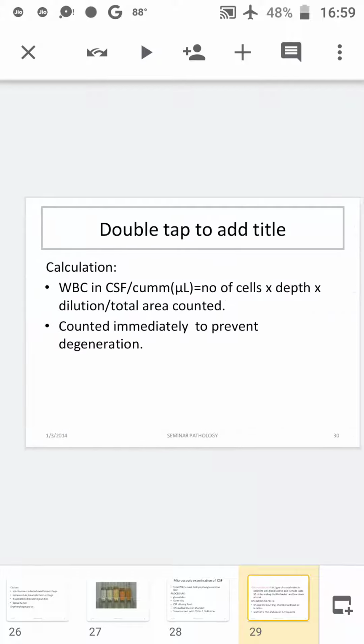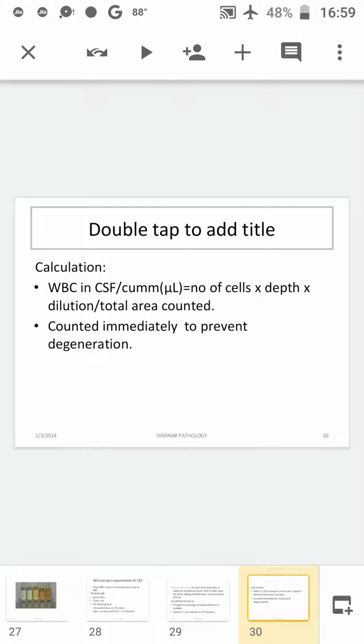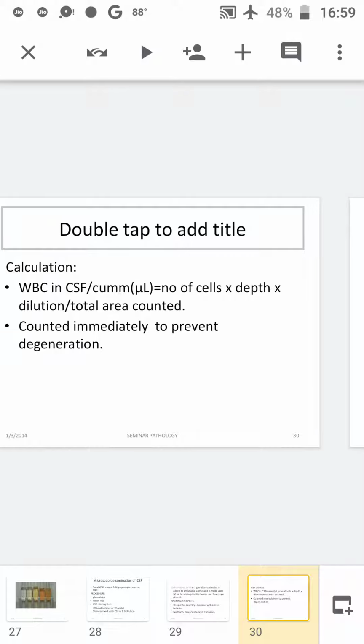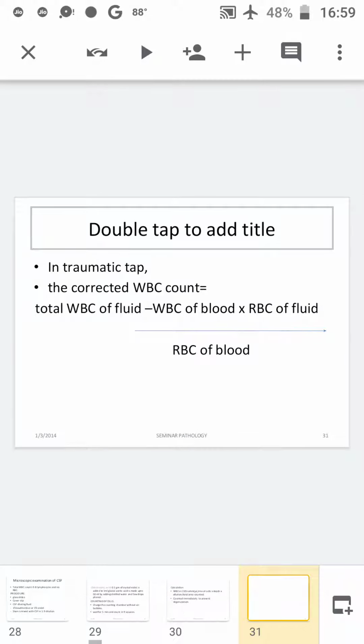Once you have counted the cells in the 9 squares, with the formula, number of cells counted in the 9 squares into the depth into the dilution, you should calculate and write the total cell count. So, the CSF sample you will dilute in the ratio 9:1, charge in the Neubauer chamber, count in the 9 squares, then apply the formula, that is number of cells counted in the 9 squares into depth into the dilution. That will give you the total WBC count.